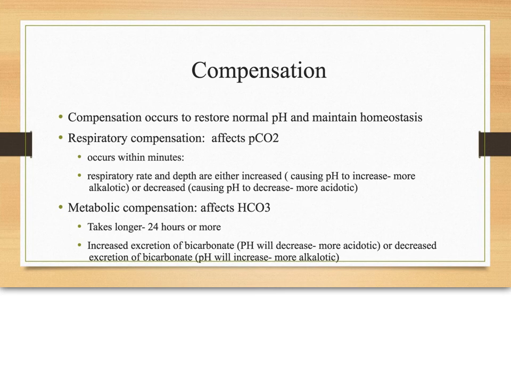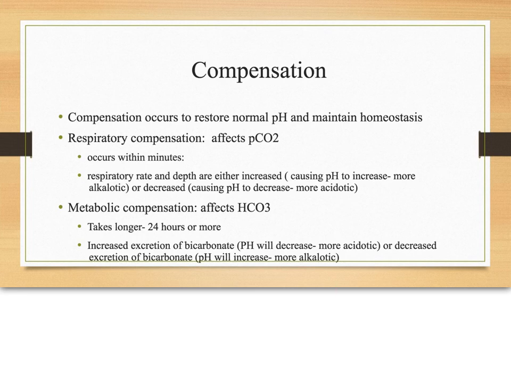The second system that compensates in arterial blood gases is the kidneys, and that would be metabolic compensation. When we talk about metabolic compensation, we're focusing now on the bicarbonate, HCO3. The thing to realize is that if you see that metabolic compensation is taking place, you know that the ABG abnormality has lasted 24 hours or more. It's certainly not as quick as respiratory compensation.